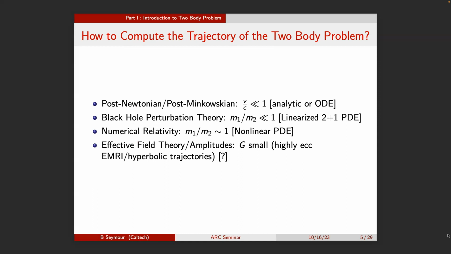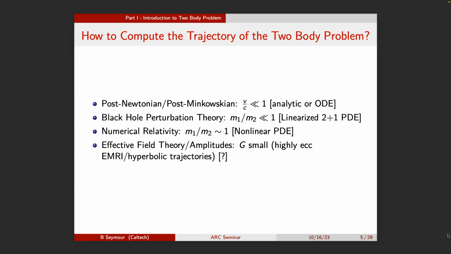Then you do perturbation theory, where you're linearizing Einstein's equations to look like a 2+1 PDE, and you can solve that. A lot of times it's with separation of variables. If you're doing an EMRI, you probably can't do separation of variables, and then you're probably going to be solving a 2+1 PDE. But it's a lot easier because it's linear. With numerical relativity, there are no assumptions, and there's just a nonlinear PDE that's hard to solve.